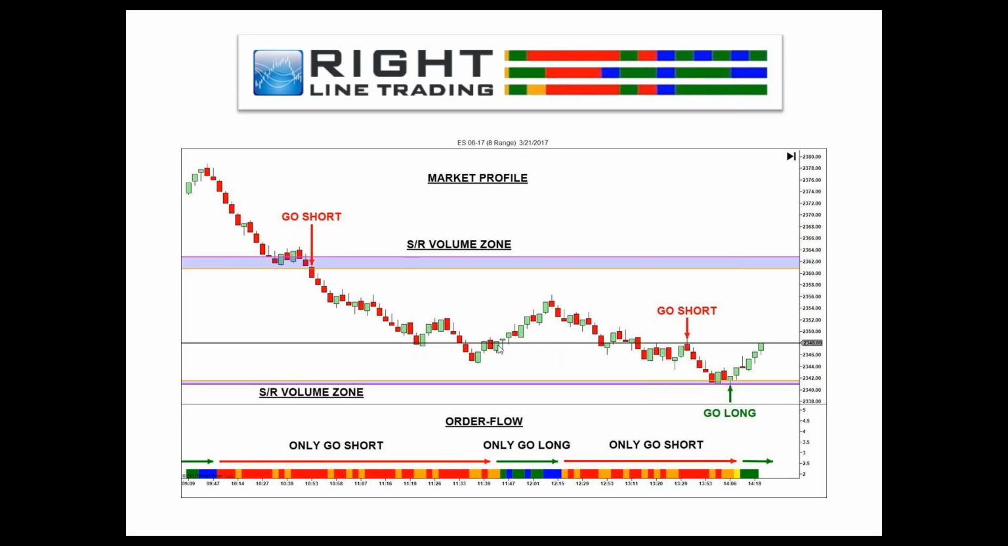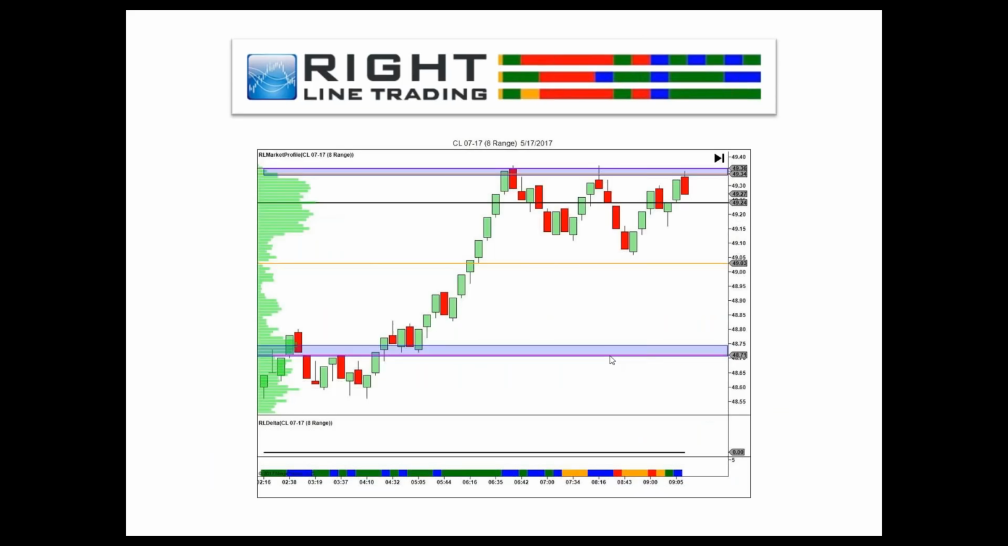Then you can go long here off of support, but then your next best perfect trade is you're trading off of the resistance of the point of control. Order flow turns to the downside, and you have a very, very nice short trade. Another example, sitting on top of support. Order flow's already turned green. It launches you right up to resistance for a perfect long trade.